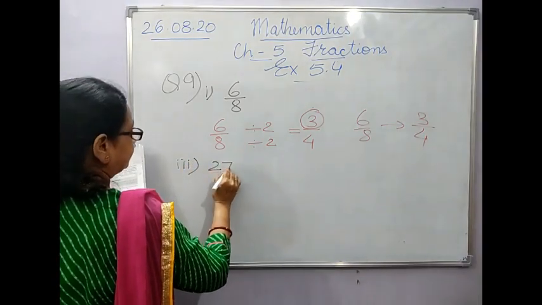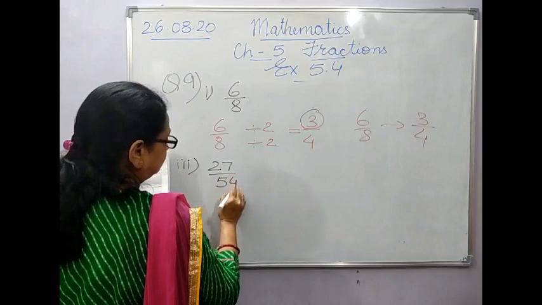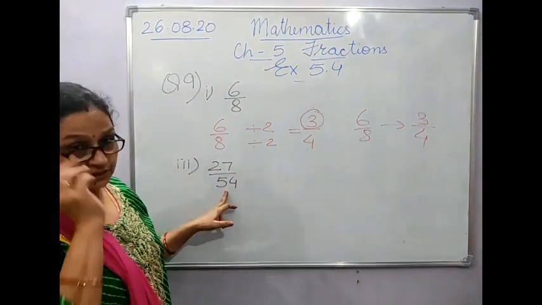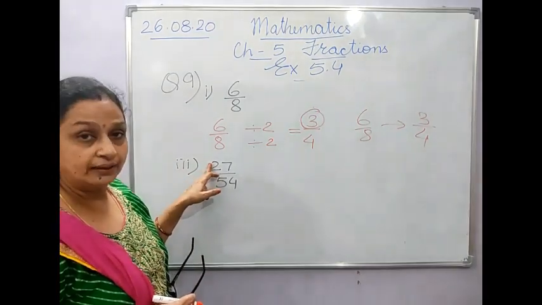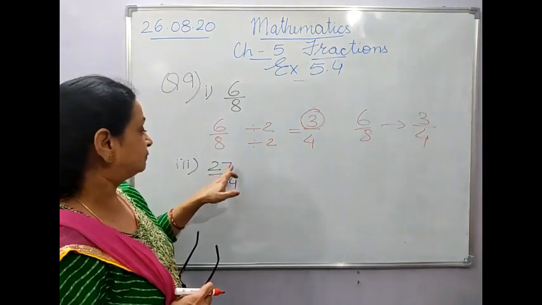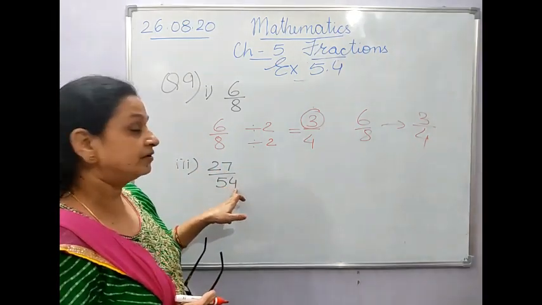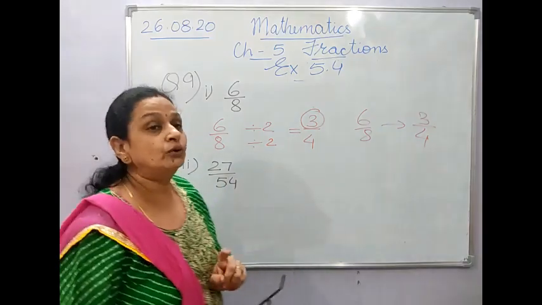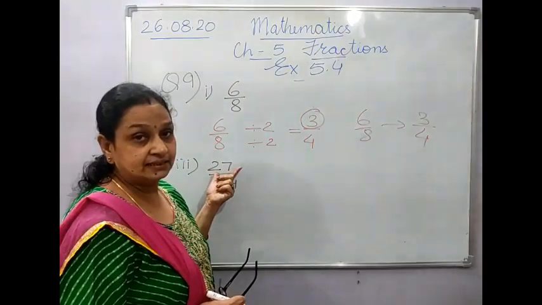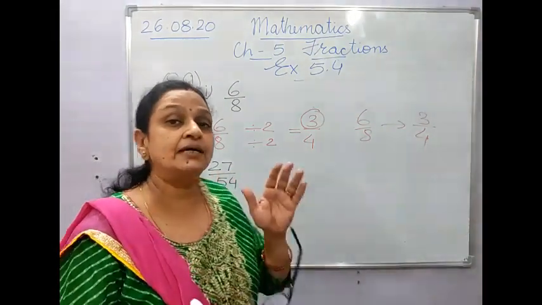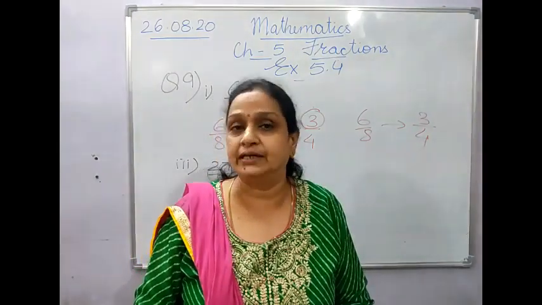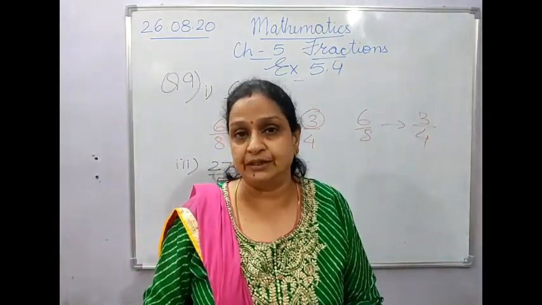It is 27 upon 54. Now 27 upon 54, this is the even number but this is odd. And if you add them, 7 and 2 is 9, and 5 and 4 is also 9. And you know the divisibility, that if you add the digits and the added digit comes in the table of 3, it can be divided by 3. That is the divisibility of 3.